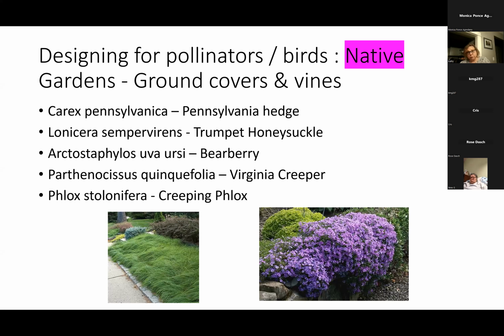But then there's bearberry, Virginia creeper, creeping phlox, which is the little purple flowers on the right. Those are another example of what people use as ground covers. I've seen a lot of people use creeping thyme also as a ground cover, but that's not native. It's a little hardier though. I think it could take a little light traffic, whereas these two like very light traffic.